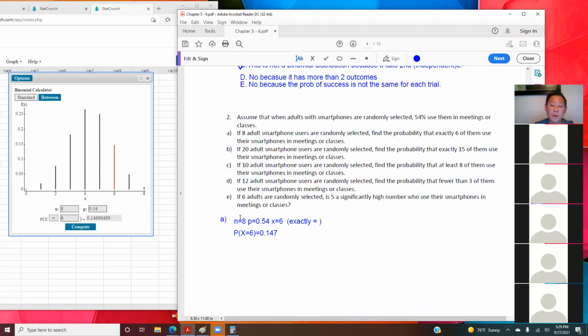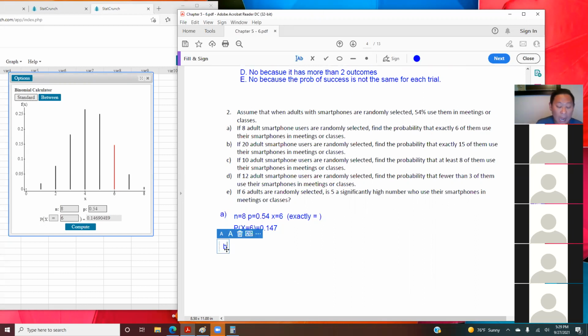Okay, so you have to tell me your N, your P, your X, and then this exactly. It's optional. If you want to do this, it's up to you. I'm doing this so that you guys know what's going on. And this is your answer here. But I want everything that I've written down here. So make sure in the test, don't give me just 0.147. You will not get the full point.